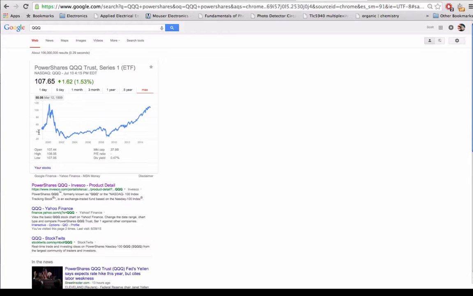Okay, QQQ is a composite index, right? And what do we know about, look, what does this show you? Do you remember the Bitcoin bubble? You remember what happened? And then look at this growth pattern. This growth pattern that emerged for QQQ PowerShares.